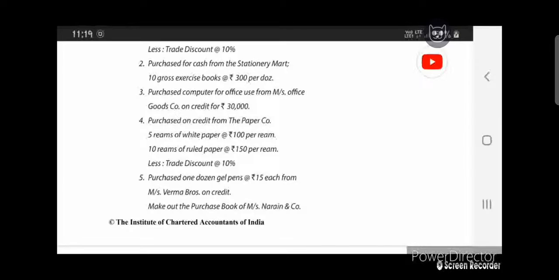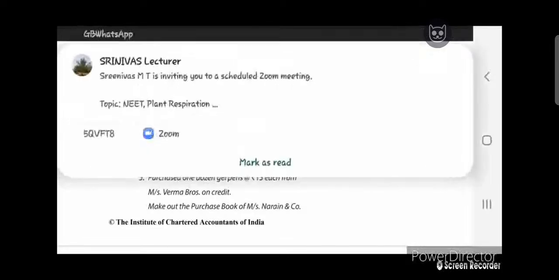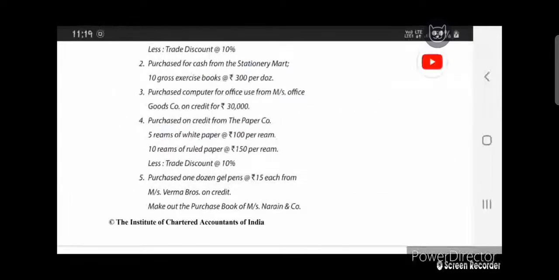Purchase of a computer for office use from Mr. Office. So they have purchased a computer on credit for rupees 30,000. This is your third question they have given.